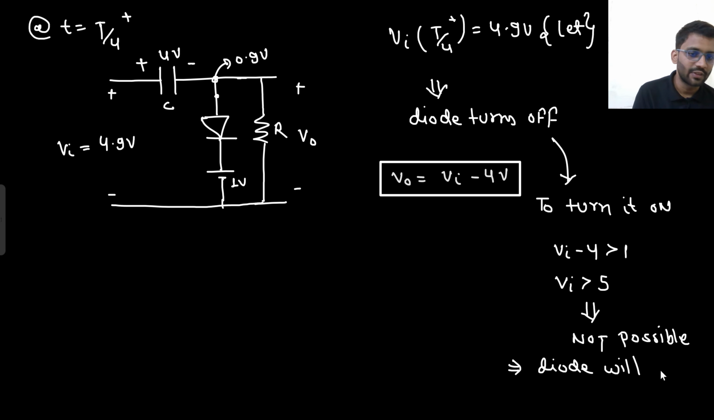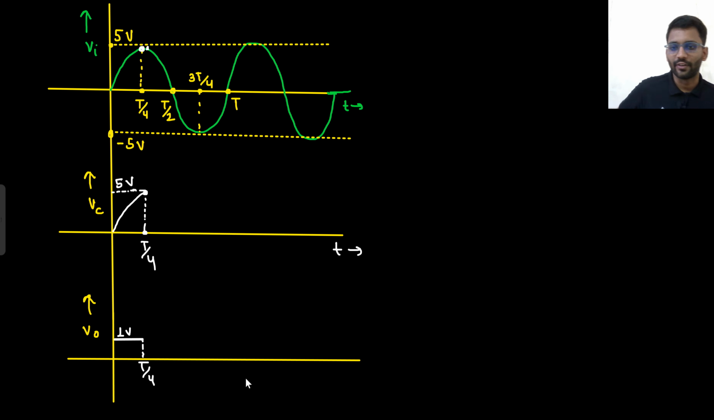And once the diode is off, the capacitor can neither charge nor discharge. So it will remain at 4 volt only. So what will be your output? Output will be Vin minus 4 volt. That's it. Well and good. Understood? We have also seen the conventional method, and now we have also seen the exact analysis. Now we can draw the final waveforms.